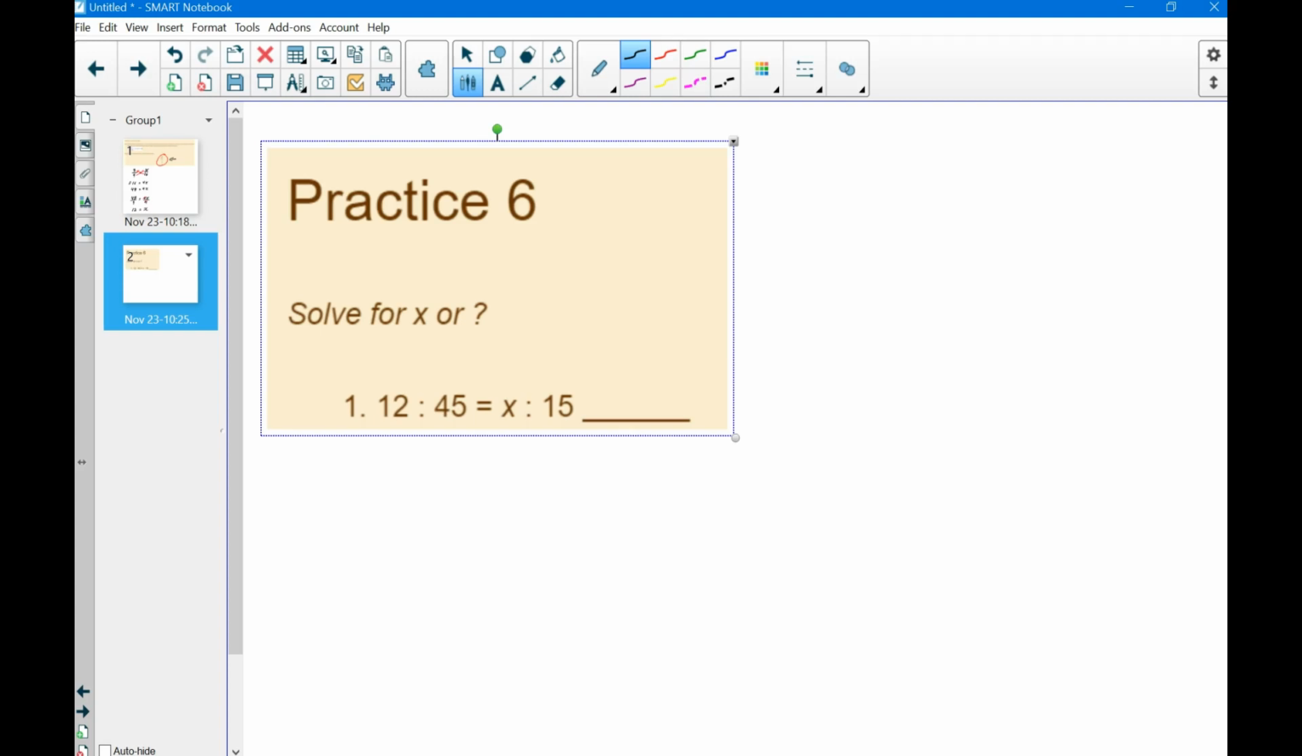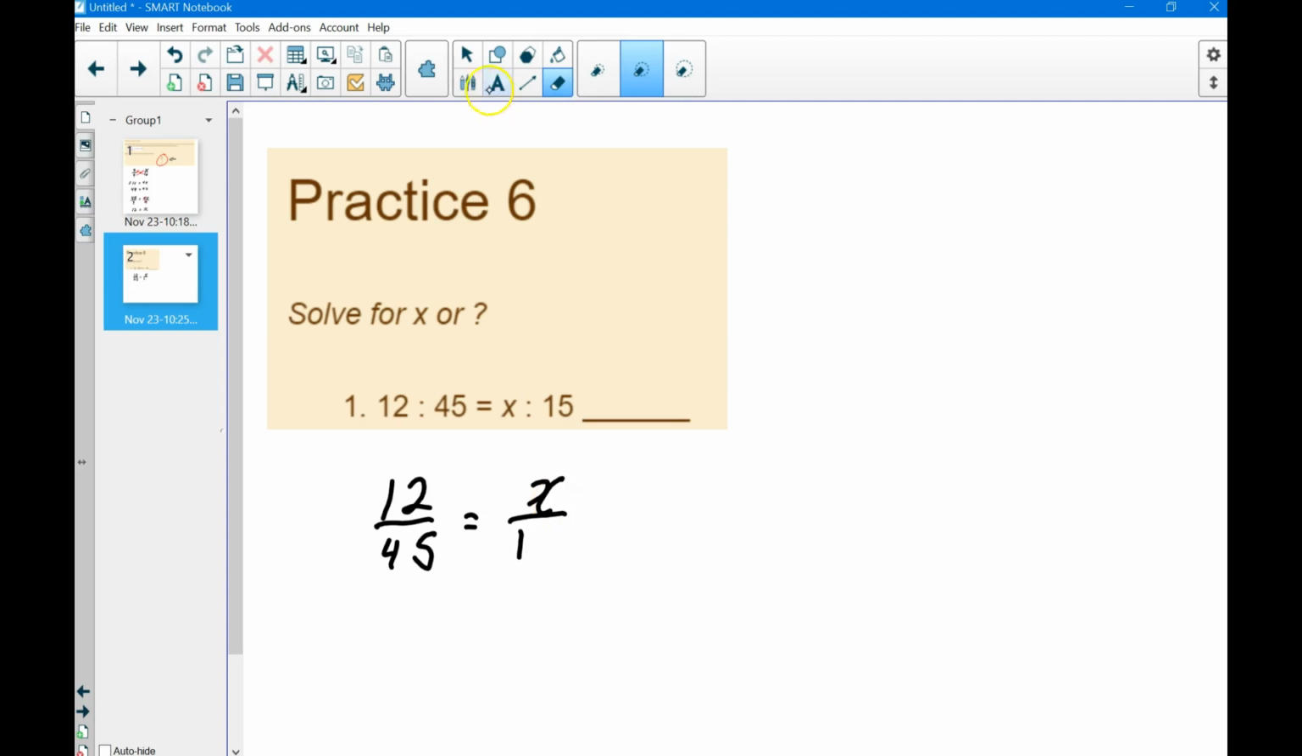So if we're solving for x, I have a ratio here, and we said before, when we set these up in a situation like this, the first one goes on top, so it's going to be 12 over 45 equals x over 15. When we have a situation where the x is on the top, we're going to take an even shorter shortcut. We don't need to fully cross multiply. All we need to do is take this one, times by that one.